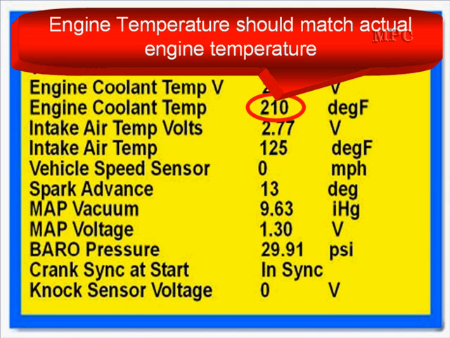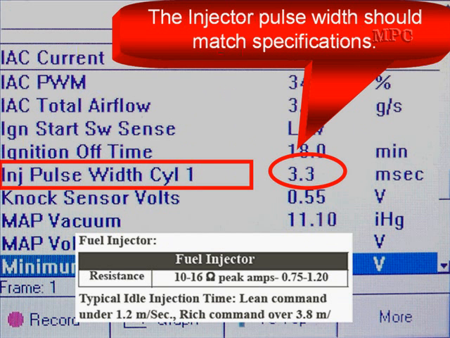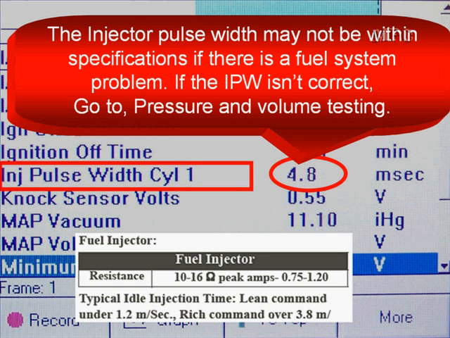Engine coolant temperature should match actual engine temperature. Get your RATEC out again. If it doesn't, test the ECT and its circuits. The injector pulse width should match specifications. You can look up the specifications and you can see the reading here in the white box. Lean command is under 1.2 milliseconds, a rich command is over 3.8, and we're at 3.3, so we're within specs there. The injector pulse width may not be within specifications if there's a fuel system problem.